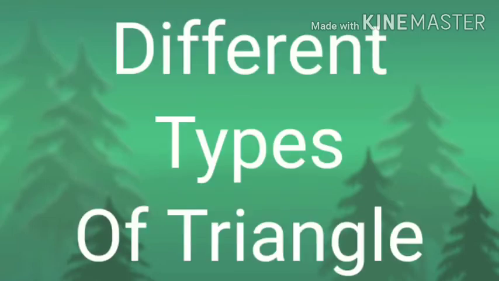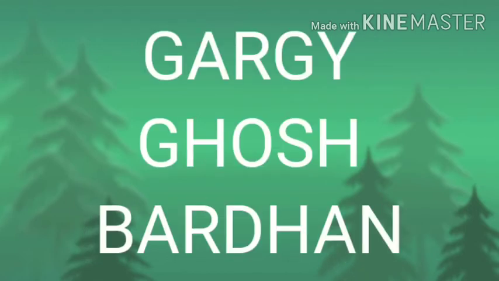Children, note this chart very carefully. It's of different types of triangles. First, we have divided triangle into two basic categories. On the left side, you can see on the basis of sides, left column, and on the right column, on the basis of angles. So, three types of triangles on the basis of sides and three types of triangles on the basis of angles. The chart is self-explanatory. You go through it. I'll explain.